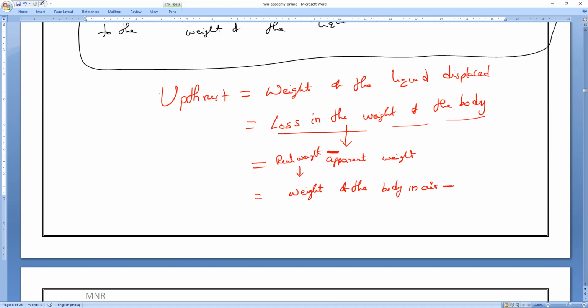Minus apparent weight. What do you mean by apparent weight? Weight of the body in what? Don't say water, we should use the word liquid. That is called the loss in the weight of the body, which is also equal to upthrust. I hope you all understand. Anybody having any doubt, you can ask me. Clear, guys? Please make sure, any doubt you can ask me.